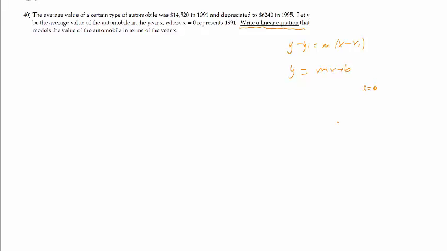One thing I would make note of is that we know the value of the car in 1991, and then we also have the value of the car in 1995. So we have 14,520 in 1991, and then 6,240 in 1995. Well, we know this is the y value, right? Because we were told x is going to equal the year since 1991, and y is going to be the average value of the automobile. So y is going to be the value, x is going to be the number of years since 1991.